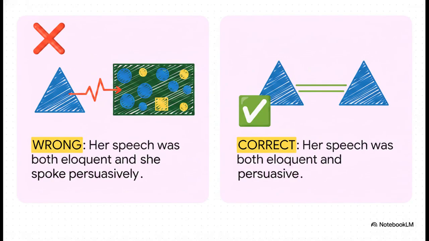Okay, this one right here is probably the sneakiest trap of them all. The meaning feels perfectly parallel, right? Both parts describe her speech. Your brain says, "Yep, that makes sense." But the grammar is totally broken. "Eloquent" is an adjective. "She spoke persuasively" is a whole clause. They don't match. To fix it, you have to make the forms match. 2 adjectives, "eloquent and persuasive."